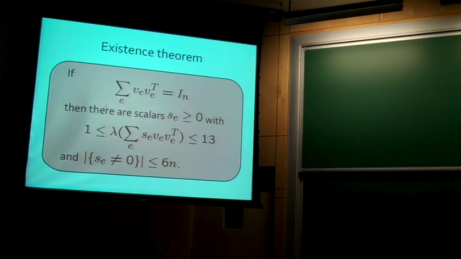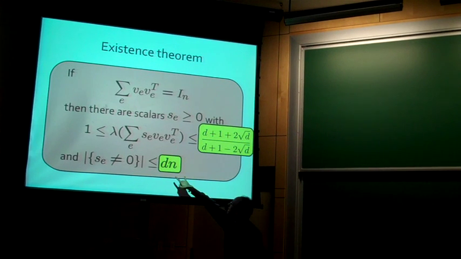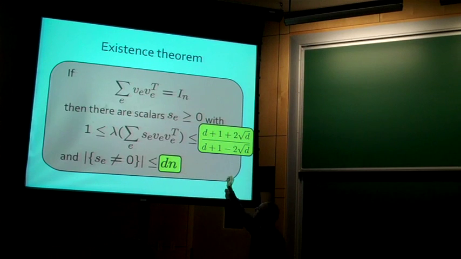You can tighten this up. So if we optimize the proof, and I say I want at most dn terms to be non-zero, all of the eigenvalues I get will lie between 1 and (d+1+2√d) divided by (d+1-2√d). And of course, if d grows large, this converges to 1.